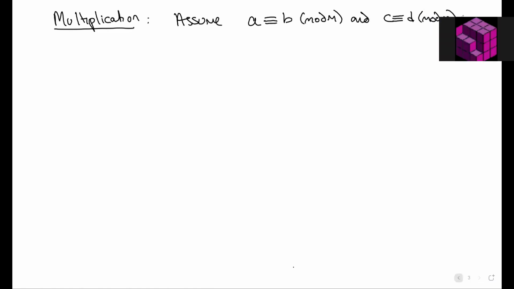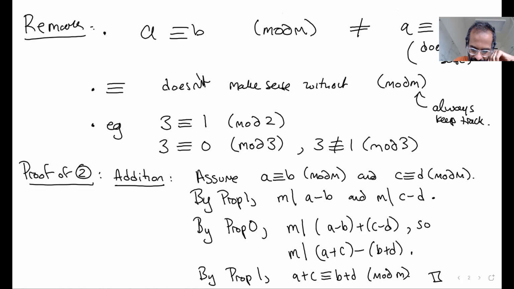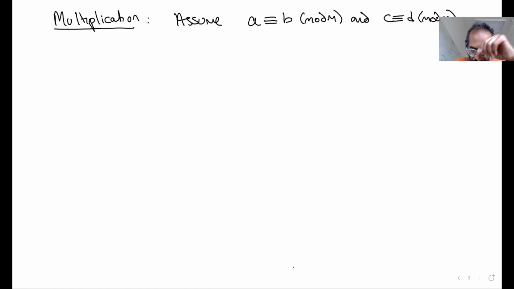So again, assume A is congruent to B mod M and C is congruent to D mod M. Wait, sorry, can you go back to the previous one for a few seconds? Sure, sure. Thanks. Okay, thank you. So now our goal is to show that AC is congruent to BD mod M. We're going to do this slowly, and it's actually kind of tricky. When I was preparing the lecture, I didn't get it right away. So let's see, what did I do?